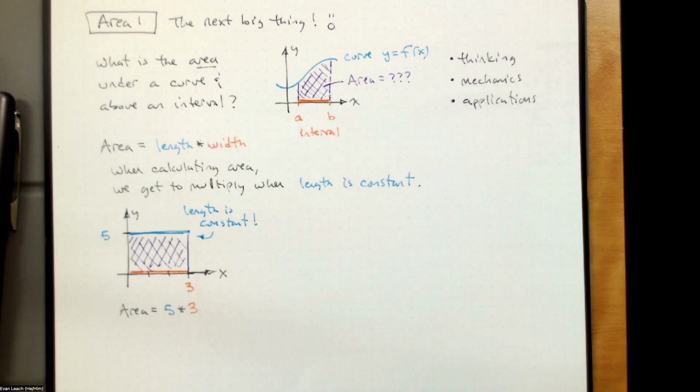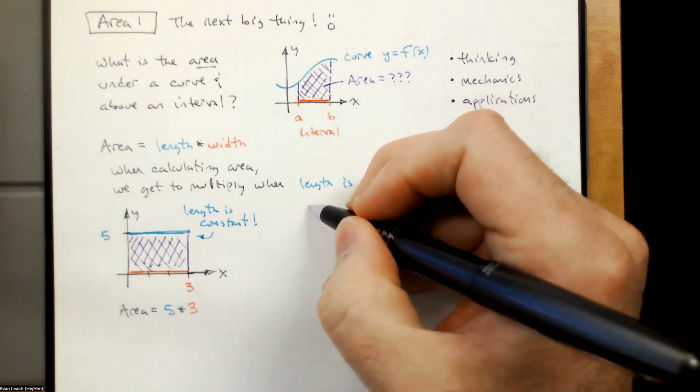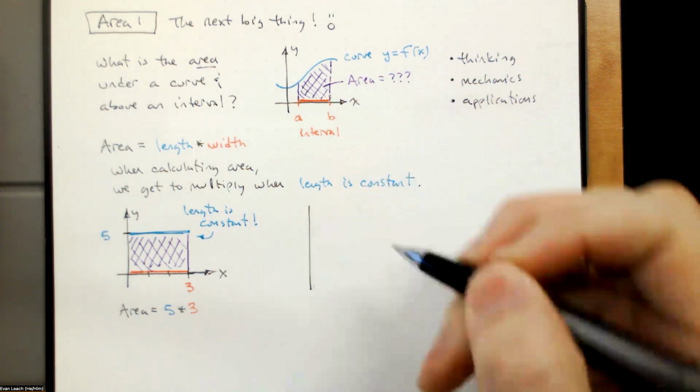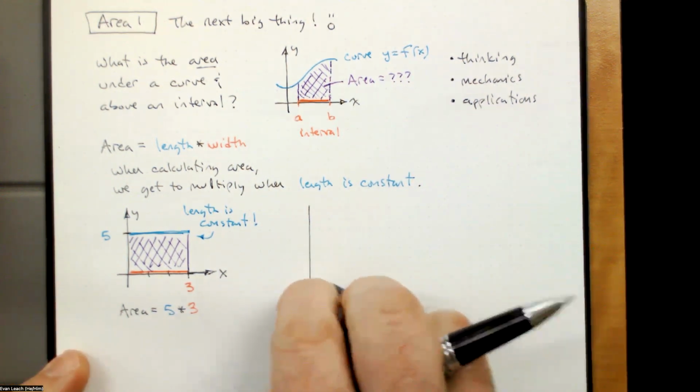If the length is not constant, we don't get to multiply. We have to drop back to addition. If length is not constant, then we don't get to multiply.